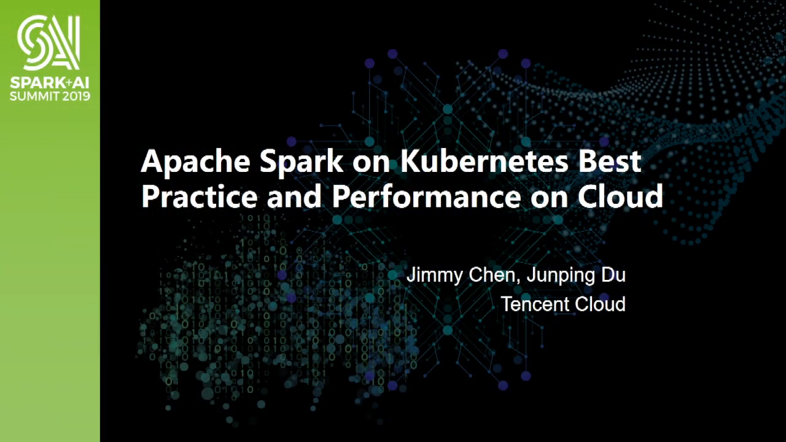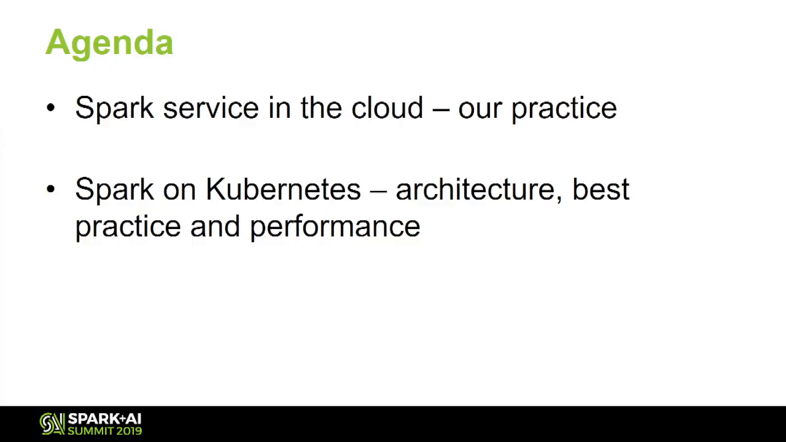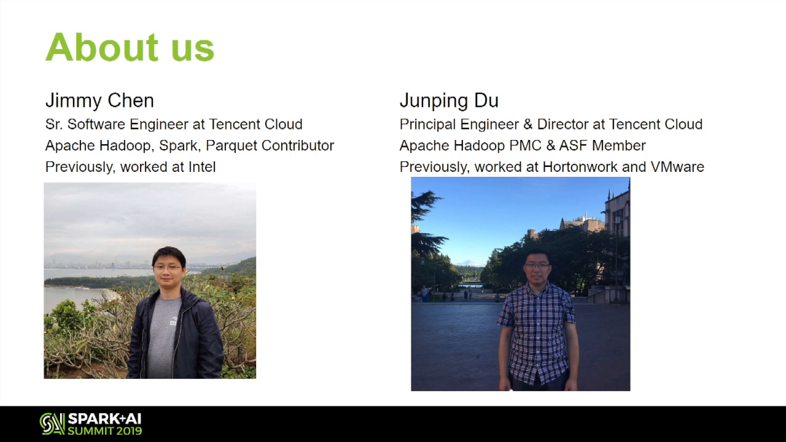So we're going to be talking about Apache Spark on Kubernetes, best practice and performance on the cloud. So this is today's agenda. Simply two parts. The first part, we're talking about the scenarios and our practice for the Spark service in the cloud. The second part, we're talking about Spark on Kubernetes with some architecture overview, best practice details, and some performance hints.